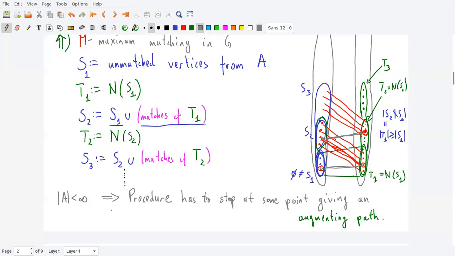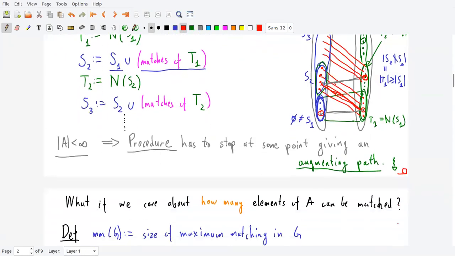This is a condition that we will be using throughout this whole course. We will be only working on finite graphs. So this procedure must stop at some point, and it can only stop when it reaches an unmatched vertex on this side, in which case we just discovered an augmenting path. This is a contradiction with the assumption that M was maximum, and this finishes the proof. Good. So this was the proof of Hall's theorem.